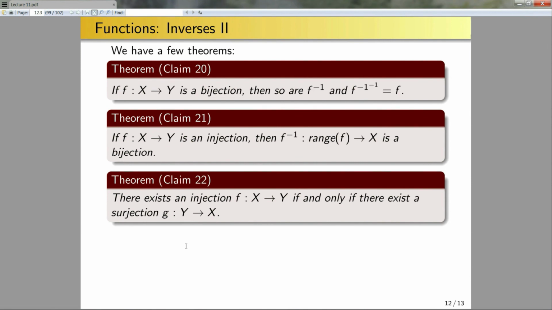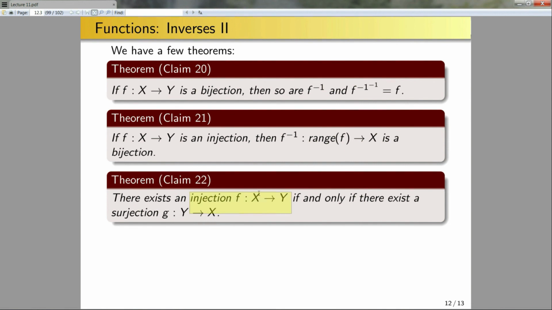So next, claim 22. There exists an injection f mapping from x to y, if and only if there exists a surjection g mapping from y to x. So just kind of unpacking the basic idea here, if f is an injection, then that means that for any given y in the codomain, there is at most one value of x in x that gets mapped to it. And if g is a surjection, for any given x in x, there is at least one value of y in y that maps to x.